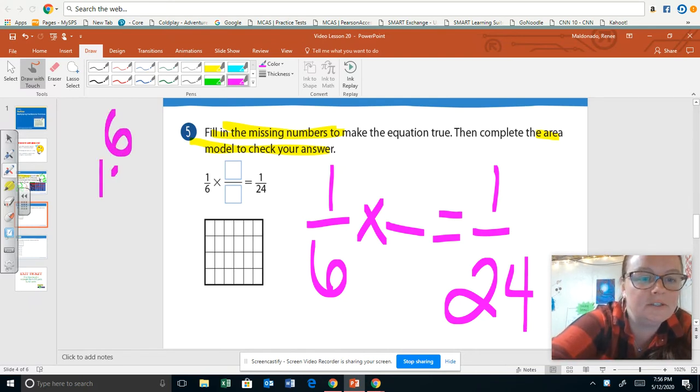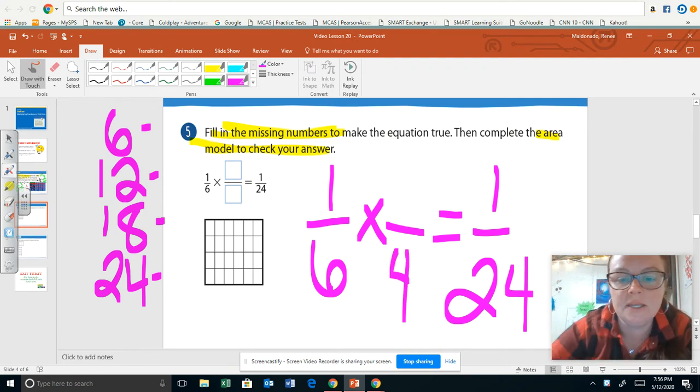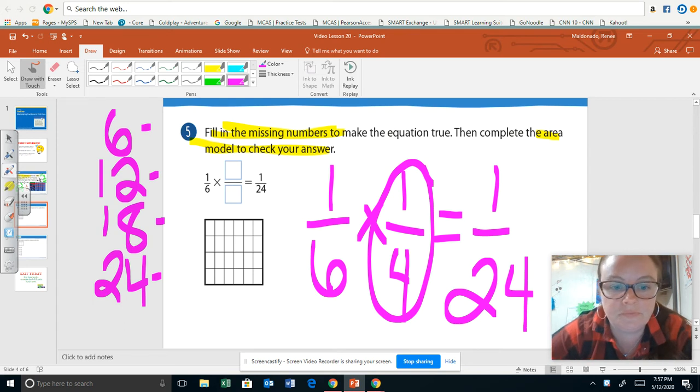6, another 6 would be 12, 18, 24. So 1, 2, 3, 4. That would be 4 groups of 6. 6 times 4 is 24. 1 times what gives me 1? That would have to be 1. So the missing fraction would be 1/4.